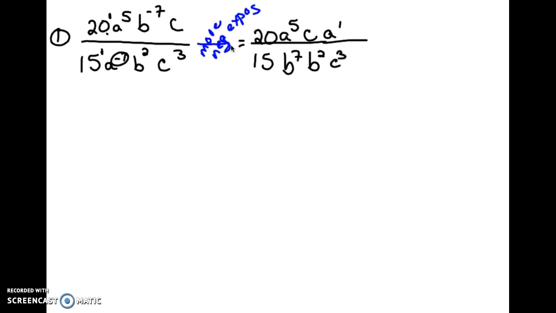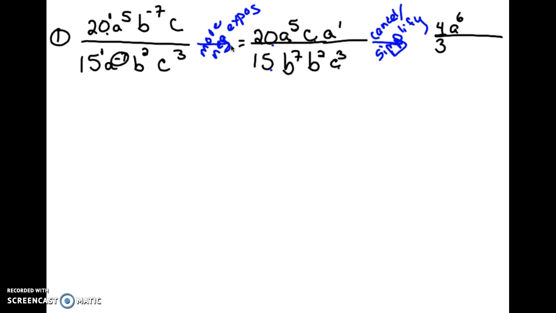So what I want to do next is cancel or simplify. 20 over 15 simplifies to 4 over 3. And then the a's up top here, a to the 6th times a to the 5th times a to the 1st, would be a to the 12th because you add the powers. And there's a c up top here.